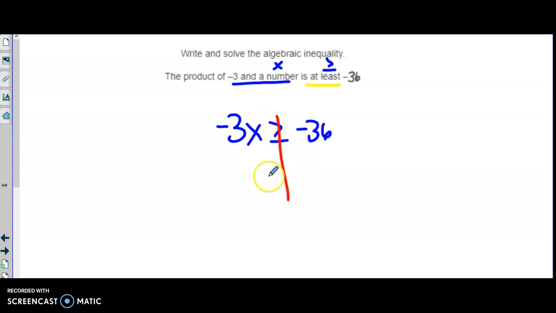And then to solve it, we would have to divide each side by -3. And we are dividing by a negative, so we would flip our symbol. And that's how we would solve it.